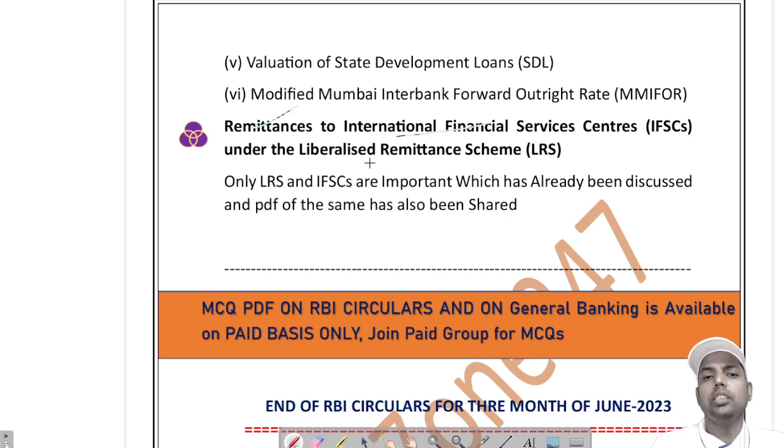Remittances to IFSC under LRS. An earlier circular was also there, that under LRS, the liberalized remittance scheme, you can remit the amount to IFSC, like GIFT City in Gujarat, Gujarat International Fintech City. Banks in these places, like in GIFT City, can open international accounts. You can open dollar accounts and transact in dollars. If you are sending dollars for some purpose, suppose in ICICI Bank, or ICICI Bank in Canada, the same amount you can transfer in GIFT City.